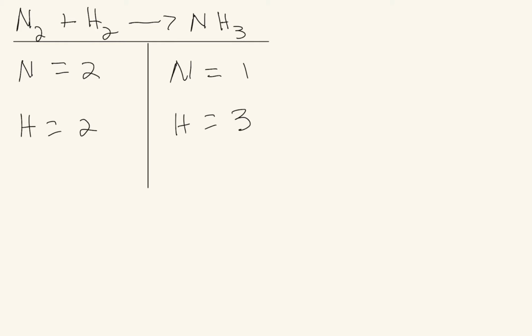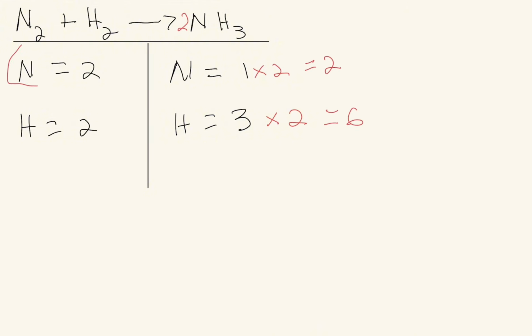Alright, now that you guys are back, what we're going to do is we're going to start on the right side because that's where we have a deficient nitrogen atom. On the left side we have 2 and on the right side we have 1. So similar to the previous problem, we're going to put a coefficient of 2 on the NH3. This will multiply this by 2 and this will multiply the hydrogens by 2, creating 2 nitrogens and 6 hydrogens.